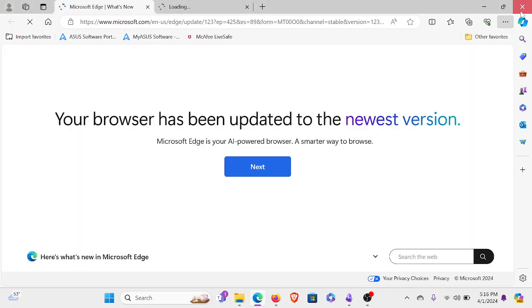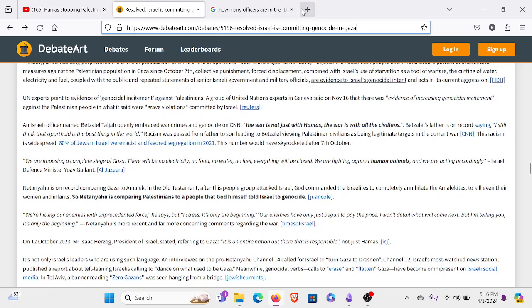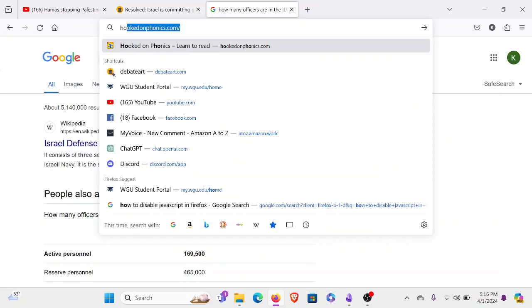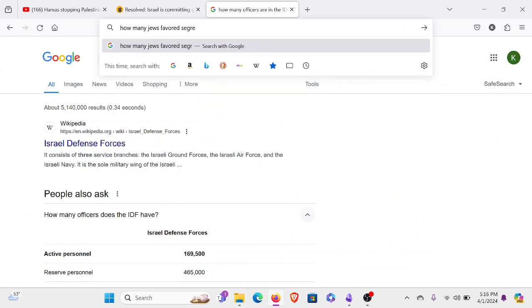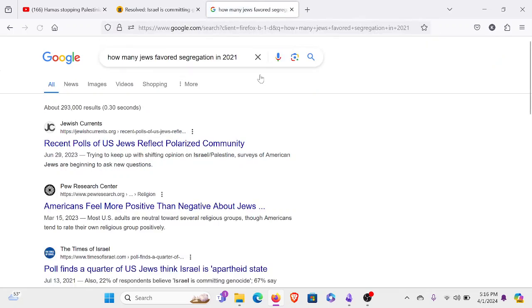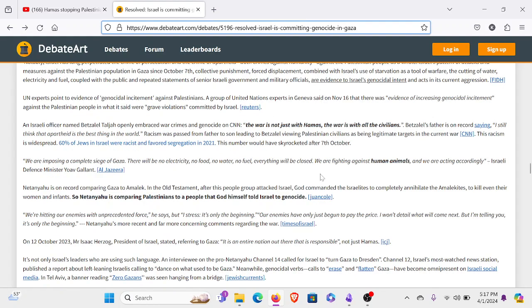So I can't even see what was being said there, but I don't believe it's being quoted the right way. "60% of Jews favored segregation in 2020." I wonder if I can Google it. How many Jews favored segregation in 2021? I don't even know what the hell that means. Okay, I can't find it there, and I'm not going to spend all day looking for it.